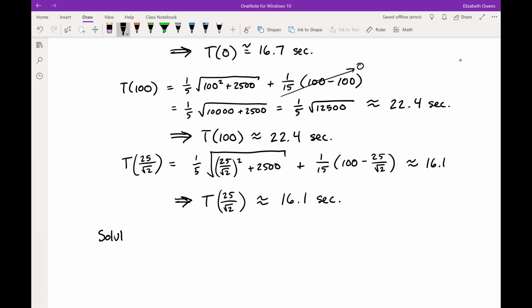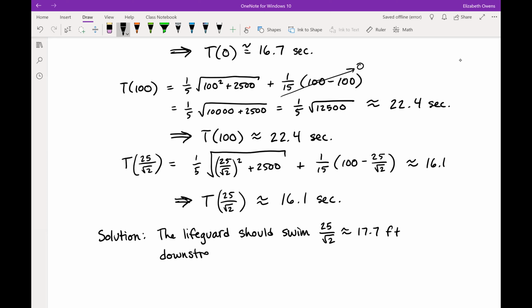So the solution for this: a lifeguard should swim, let's put the actual answer, 25 over root 2, which is approximately 17.7 feet downstream, and then run the remaining distance, which is approximately 82.3 feet to the person.